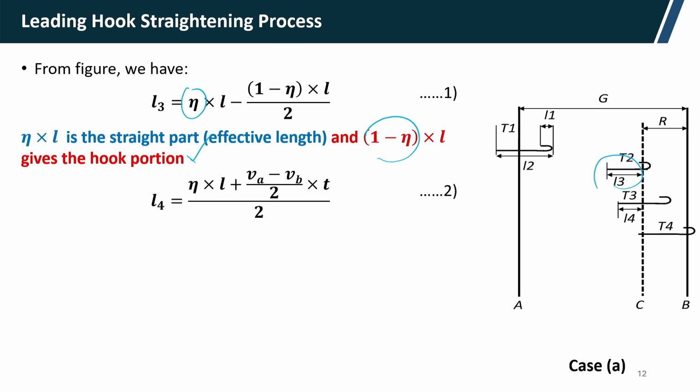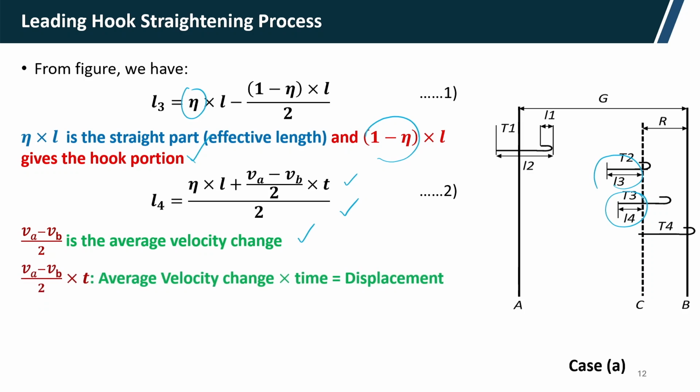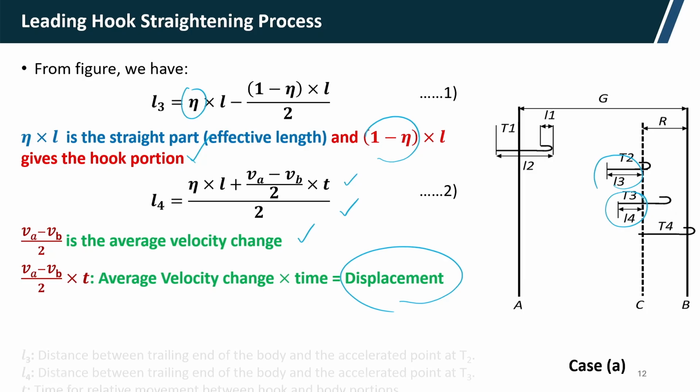So, L4 we can calculate after straightening. L4 equals eta L plus (V A minus V B) by 2 into T, and (V A minus V B) by 2 is the average velocity change. So, velocity change is there. What is the average velocity change multiplied by T? That is the displacement. T is the time to change.